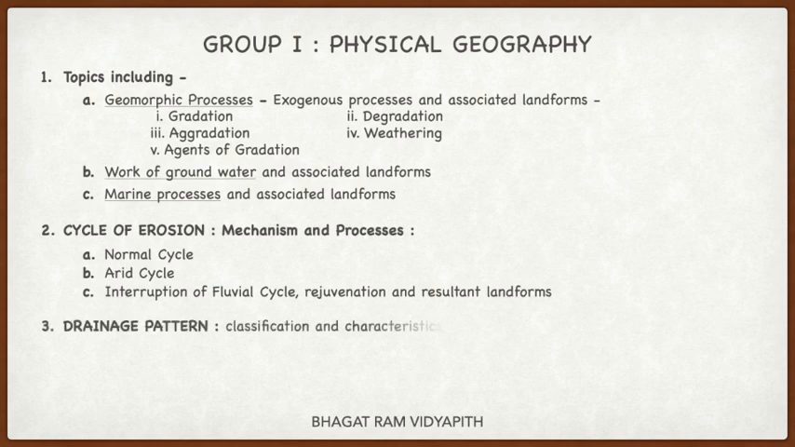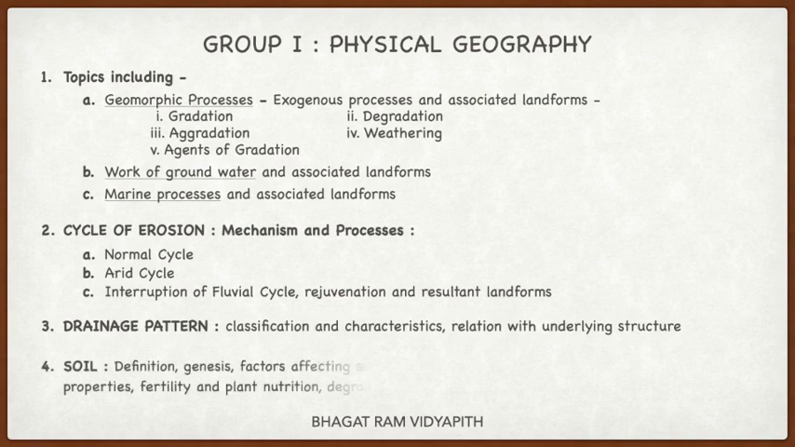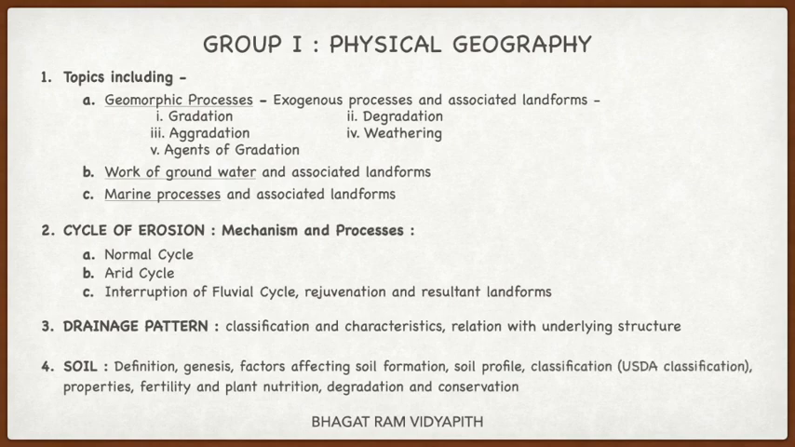The third section is called drainage pattern, which will have topics including classification and characteristics and the relation with underlying structure. The fourth section is soil, where we talk about definition, genesis, factors affecting soil formation, the profile of soil, classification under USDA, properties, fertility and plant nutrition, and finally degradation and conservation.